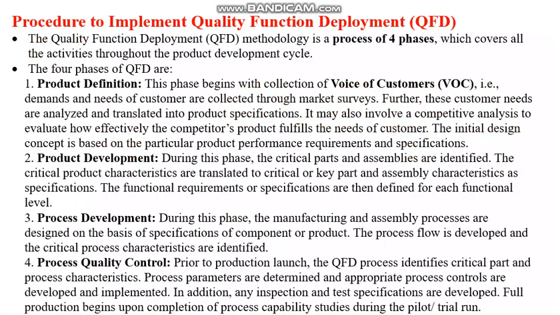Now the procedure for implementing quality function deployment has 4 phases, and these 4 phases are shown here in bold: the product definition, product development, then process development, and process quality control. In the product definition phase, it begins with the application of the VOC, that is voice of customers. Voice of customers means the demands and needs of the customer. They are collected through market surveys. Further, these customer needs are analyzed and translated into product specifications.